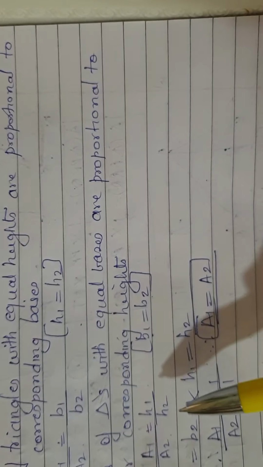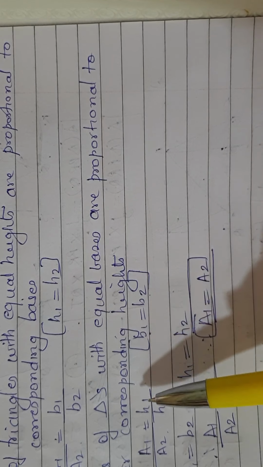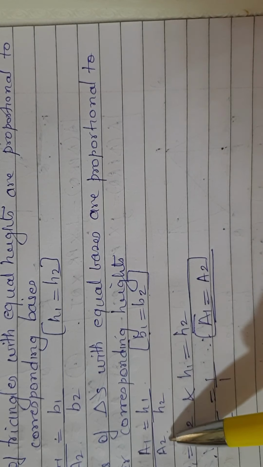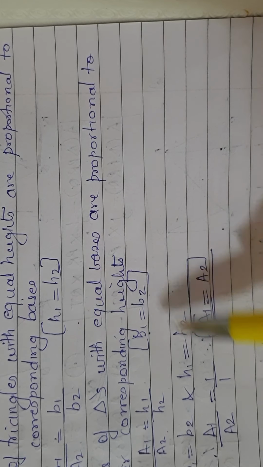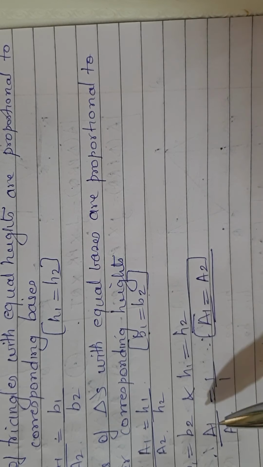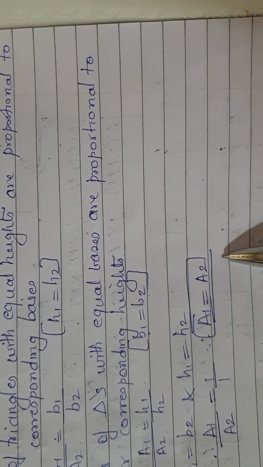Then areas of triangles with equal bases are proportional to the corresponding heights. That means A1 upon A2 is H1 upon H2 if the bases are same. And if both bases and heights are same, then A1 upon A2 is 1 upon 1, that is A1 is equal to A2. Remember all these properties, and we start with the first exercise of this chapter, which is a very simple exercise.